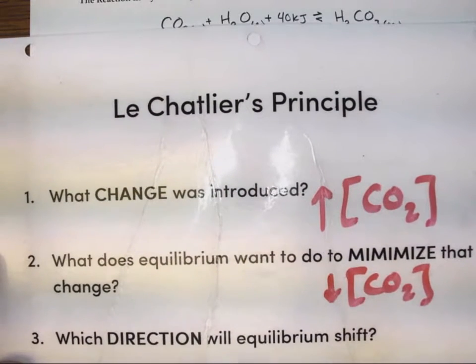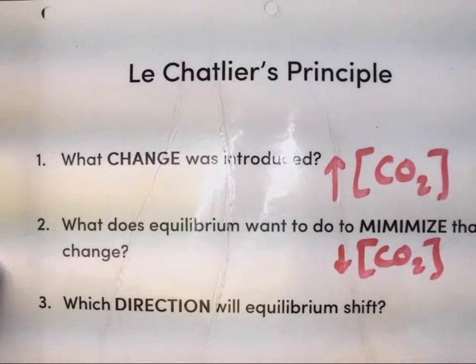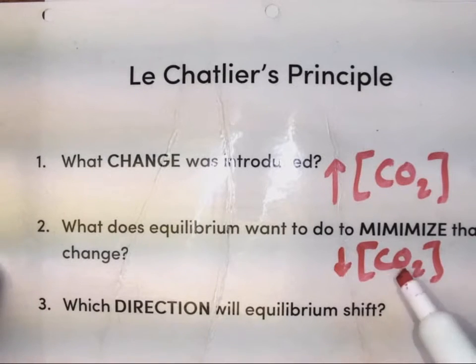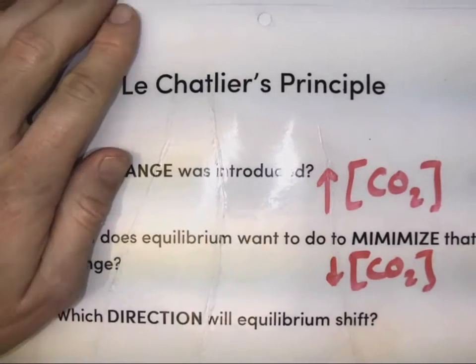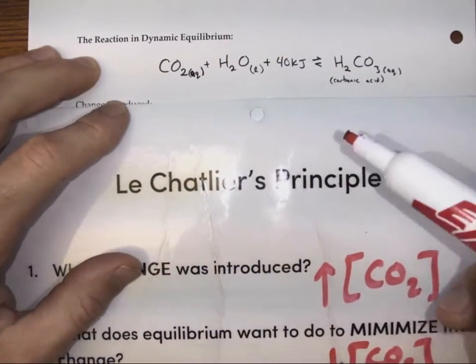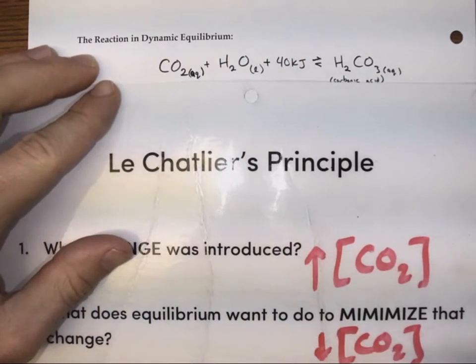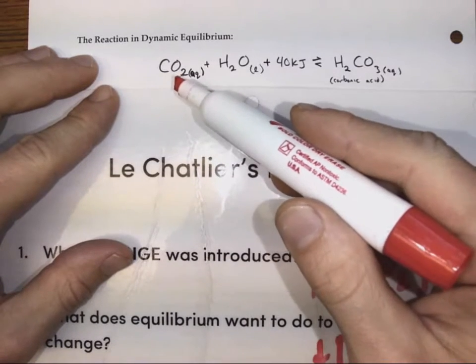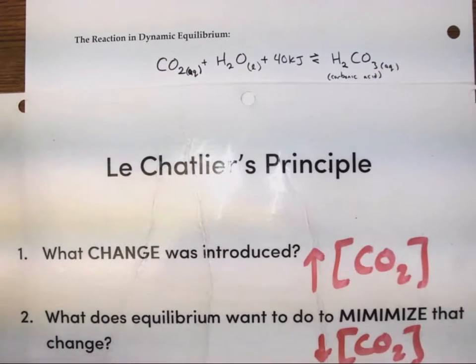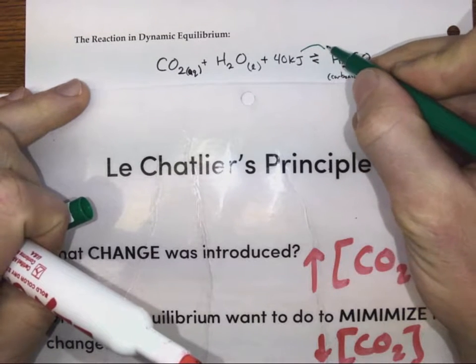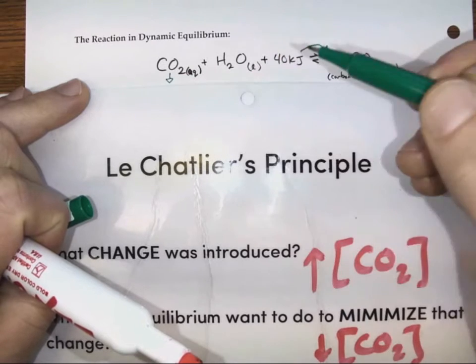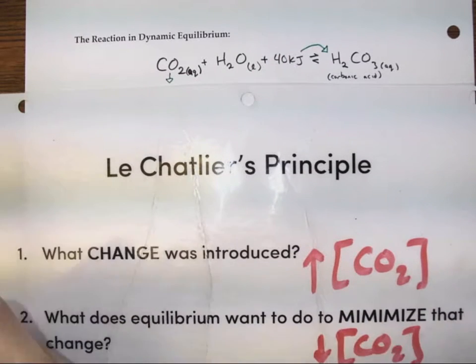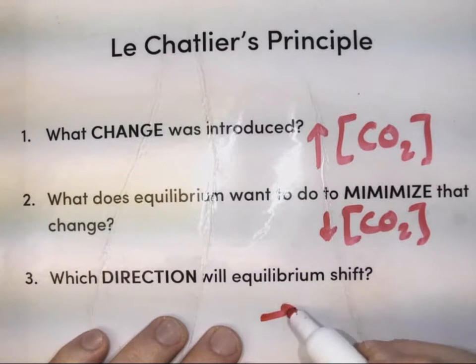So what direction will equilibrium shift so as to minimize that change and decrease some carbon dioxide? Let's look back at the reaction here. If we want to decrease carbon dioxide, well, carbon dioxide is a reactant. If this reaction takes more reactants and turns them into products, that will diminish the carbon dioxide concentration as a result. And so it will shift this reaction toward the products.